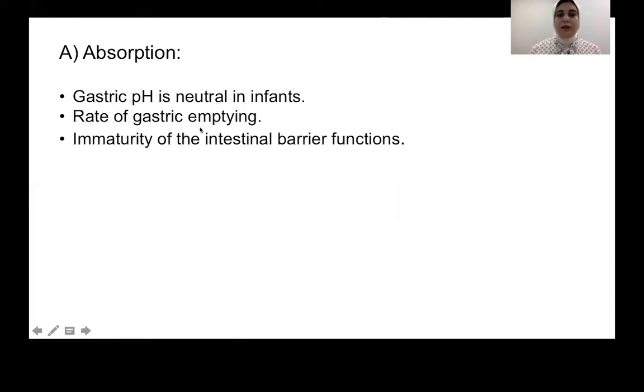Also, the rate of gastric emptying, it means the intestinal movement, is not the same as in adults. Number three, immaturity of the intestinal barrier functions. It means the intestine is not a good barrier. Some drugs can easily pass from the intestine to the blood, so we can have a high drug level in the blood leading to toxicity.